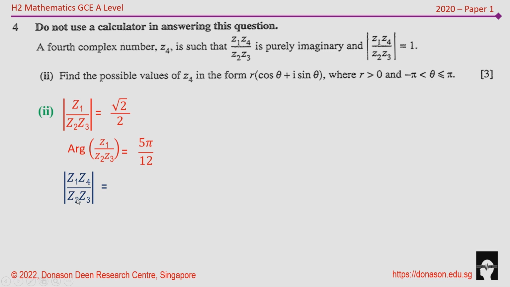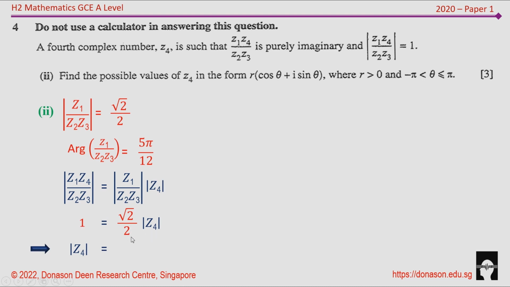z1 z4 over z2 z3 magnitude, I could split it up like this, z1 over z2 z3 magnitude times z4 magnitude, because we have already done it in the first part. There we have the answer, and of course we can multiply that by z4, and we are told that this one's magnitude is of course a 1. We are already given in the question. So this part's magnitude is root 2 over 2, and what we do not know is the magnitude of z4, so I'm just keeping it as it is. And for the left hand side, since we are already given it is equal to 1, I'm just putting in the 1 there.